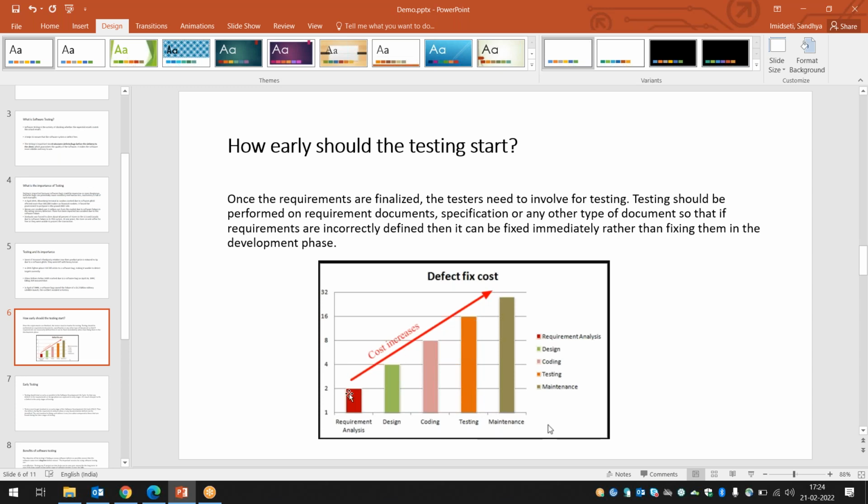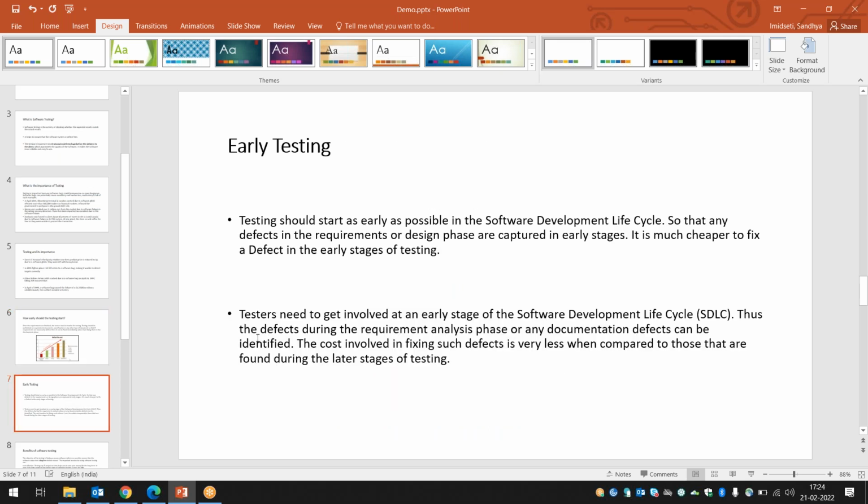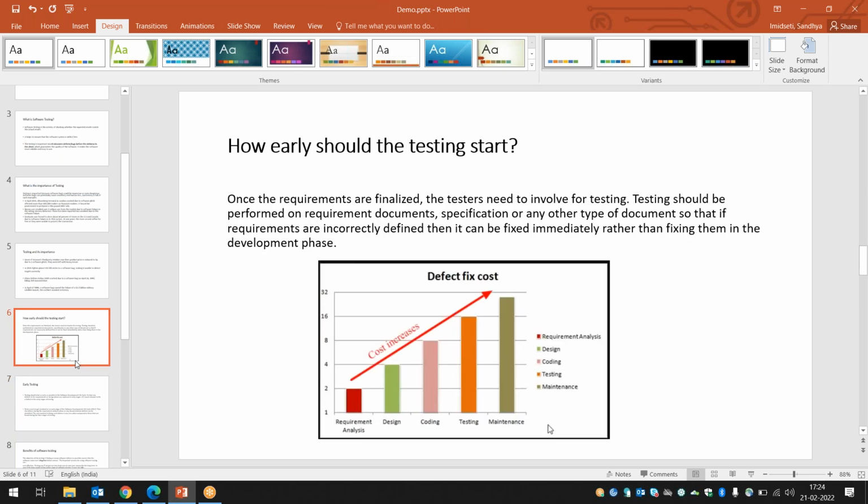And see, if you look at this graph, the cost increases based on the phase involved. So that is the reason it is recommended that testers get involved at an early stage of the software development life cycle. Thus, defects during the requirement analysis phase or any documentation defects can be identified. The cost of fixing such defects is very low when compared to those found during the later stages of testing. Hope you guys are good, right?